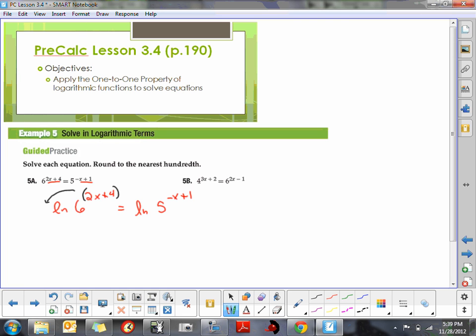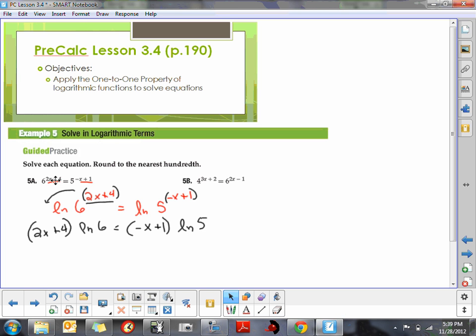So now it's also important, if you notice I put that in parentheses, this was the exponent. This exponent is a single argument or a single value that we need to keep intact. So it's 2x plus 4 times the natural log of 6 has to equal, and the same thing over here, this exponent has to stay intact, negative x plus 1, so that power times the natural log of 5.